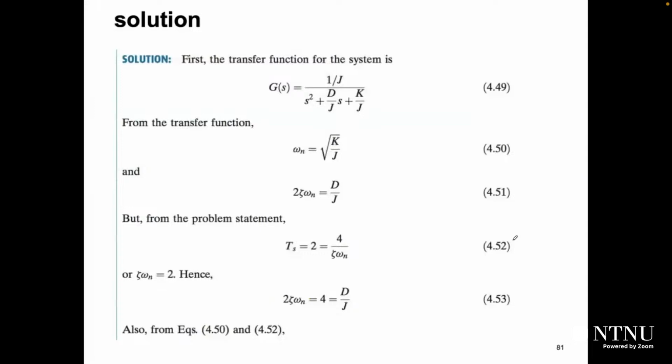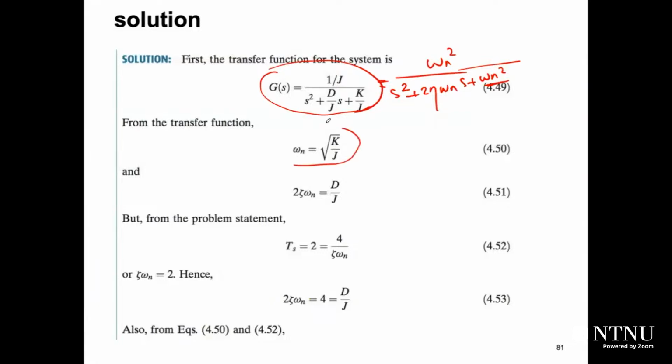So we will solve it first. First, we need to find the transfer function of the system. It will be like this one, and it's second order. You compare it with the standard second order equation, so it will be omega n squared divided by s squared plus 2 zeta omega n s plus omega n squared, just to make the comparison. So omega n squared equals K divided by J, so omega n will be the square root of K divided by J. And 2 zeta omega n equals D divided by J.